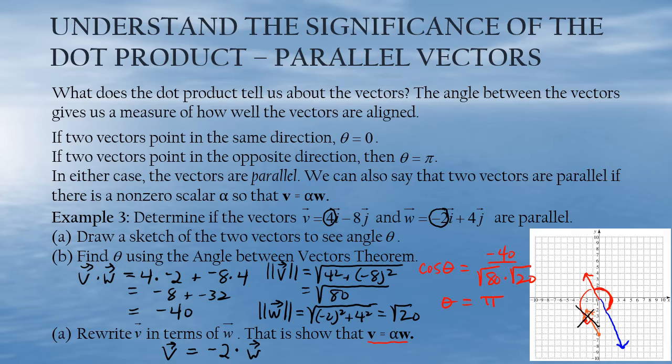And so let's just double check that. -2 times the first part of vector W, so -2 times -2 is 4, that checks. And -2 times +4 is -8, and so that checks. In other words, the only difference between vector V and vector W is the length, and in this case, the direction. Therefore, they are parallel.